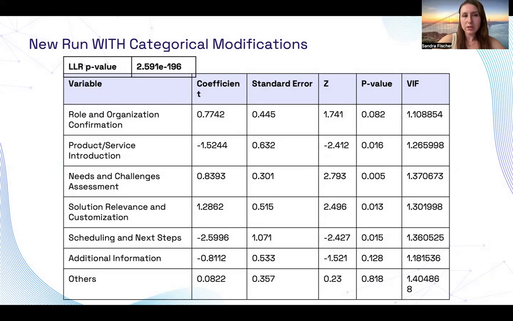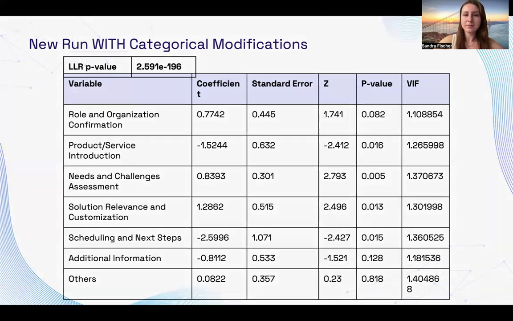But the needs and challenges assessment and solution relevance and customization, here we have positive coefficients. That indicates that these categories actually help the machine to correctly identify the inquiries. So they're well defined and clear for the machine to process.